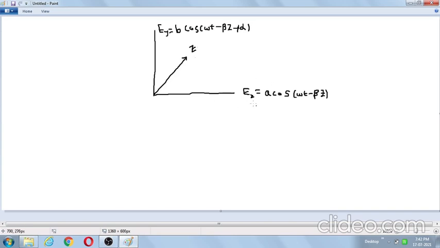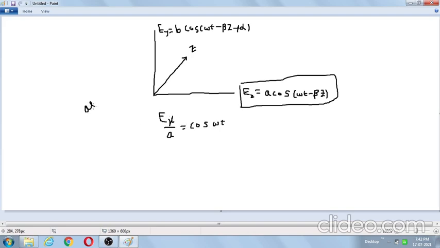So from this equation, Ex is equal to A cos(omega t minus beta z). From this equation, Ex by A is equal to cos omega t. So here assume z is equal to 0. At z is equal to 0, put z is equal to 0, so beta into z is obviously 0, so Ex by A is equal to cos omega t.